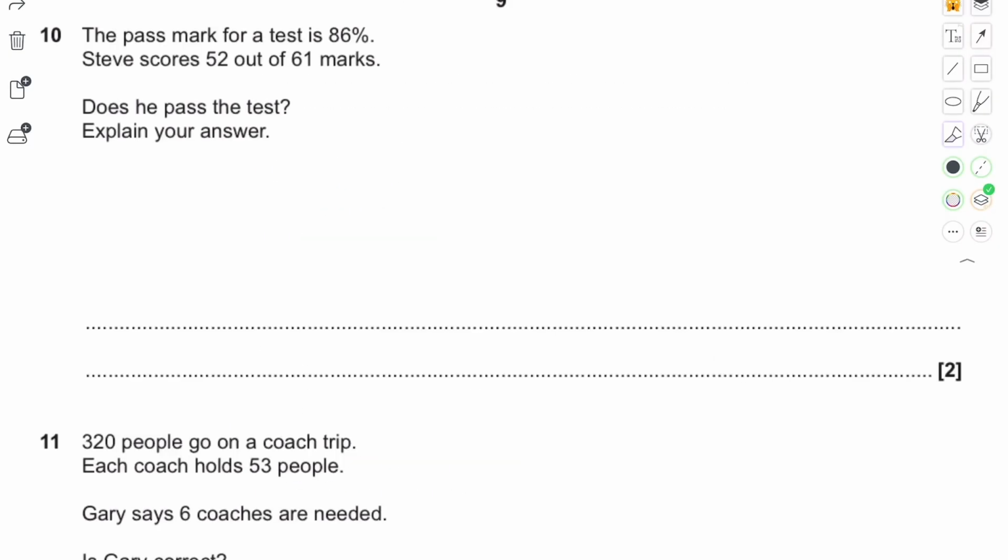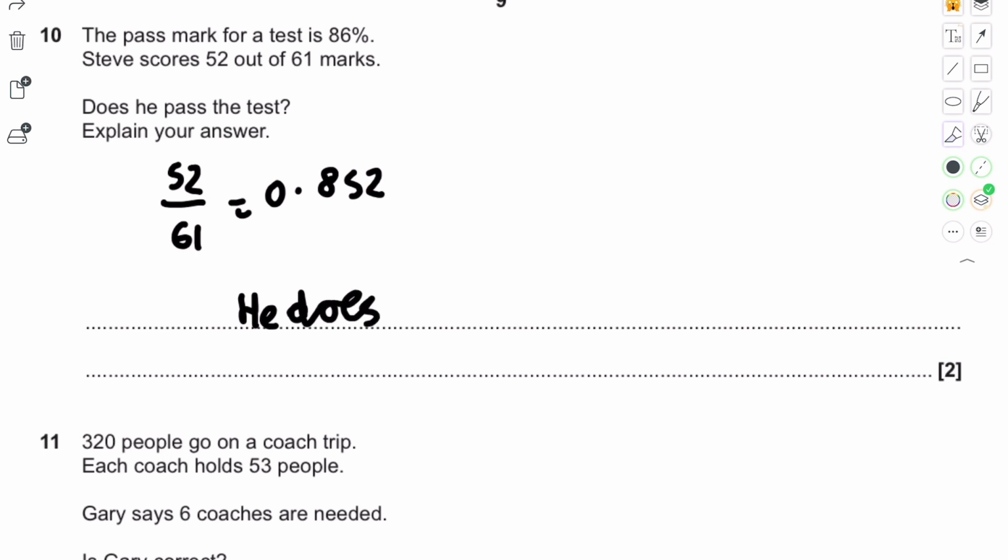The pass mark for a test is 86%. Does Steve pass? So using the calculator, 52 over 61 equals 0.852. He does not pass, and that's because 0.852 is less than 0.86.